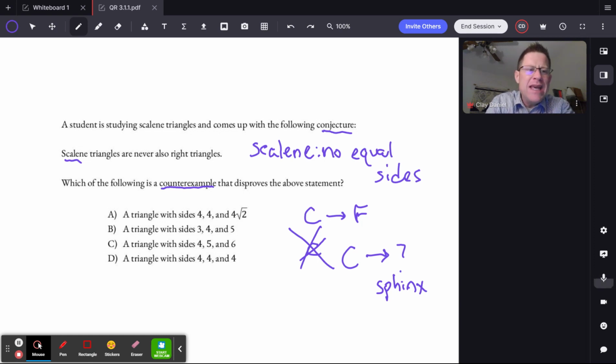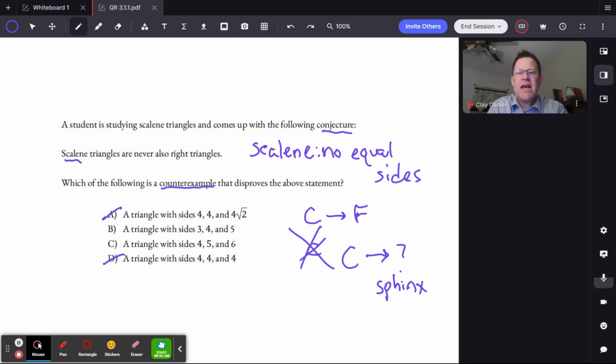Now think about the implications of that. We have to begin with a scalene triangle if we're going to find a counterexample. If we don't do that, it's like bringing up the lizard in my example. So if you look at the choices here, a couple of them fail that test. They don't begin with a scalene triangle. Choice A is an isosceles triangle. Choice D is an equilateral triangle. Only B and C even begin with scalene triangles.